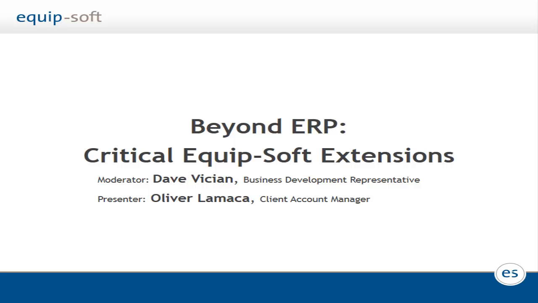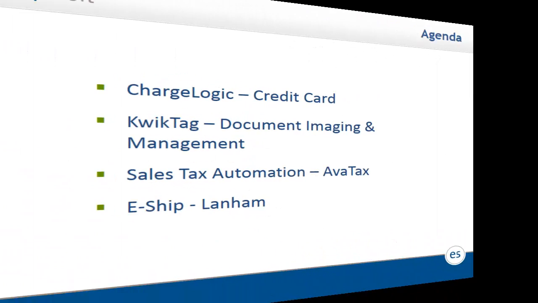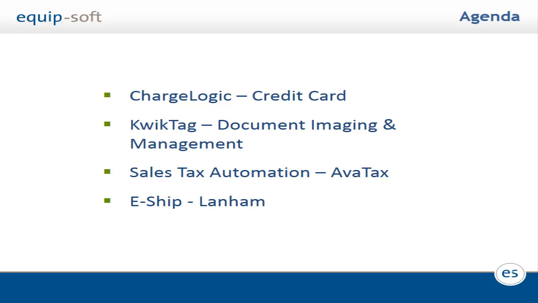Our agenda for today is really looking at 4 different products. One of them is ChargeLogic for credit card processing. The other one is KwikTag for document imaging and management. The third is sales tax automation with AvaTax. And the fourth being eShip by Lanham.